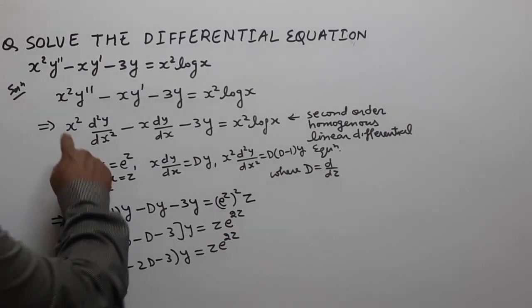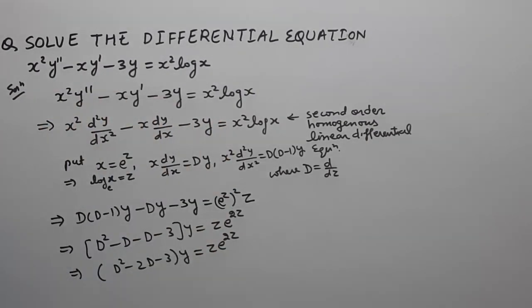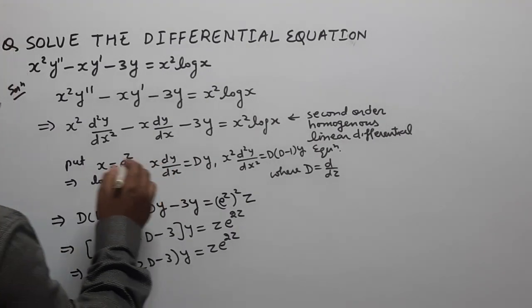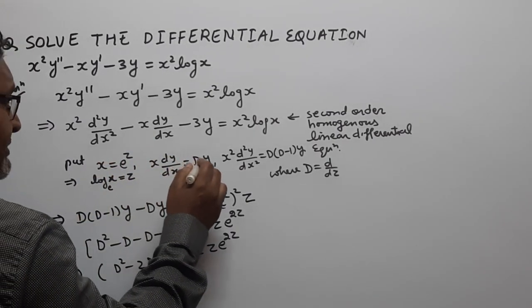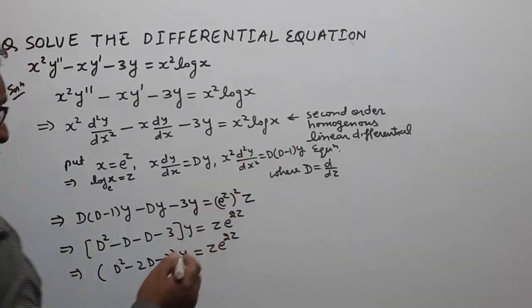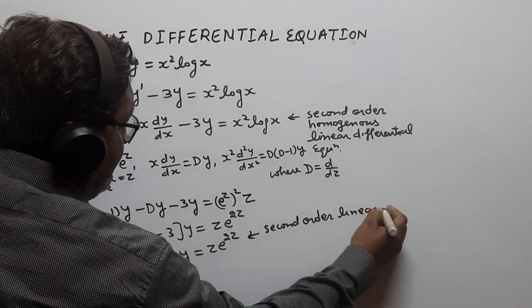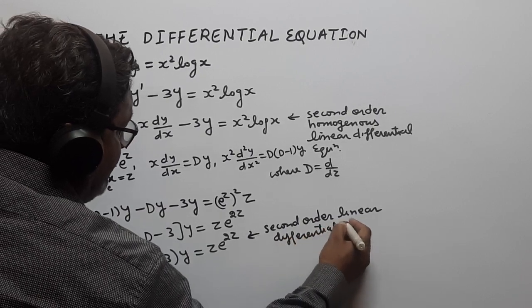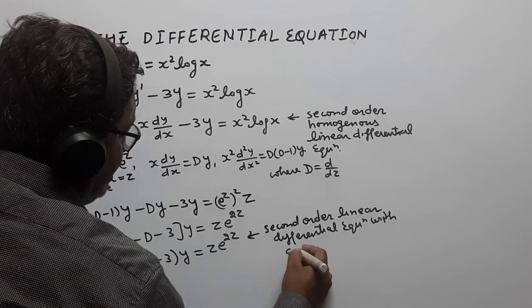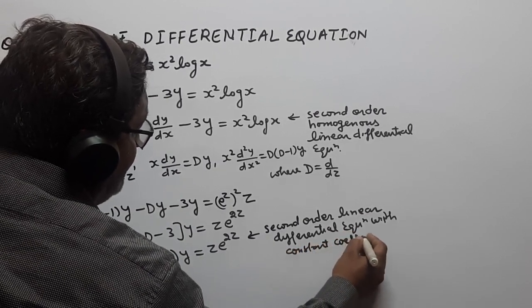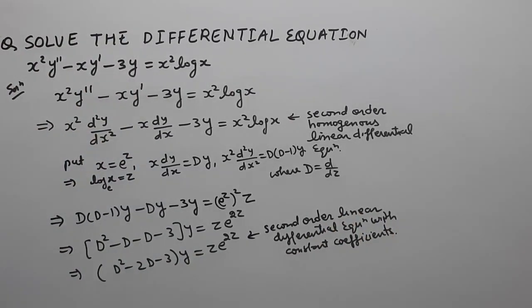You can see here, this is the second order homogeneous linear differential equation, and when we put x equal to e to the power z, x dy by dx is equal to capital Dy, and x square d2y by dx2 is equal to capital D minus 1 y, we can see here this is a second order linear differential equation with constant coefficients. So first we convert the given second order homogeneous linear differential equation into a second order linear differential equation with constant coefficient. Now we solve this linear differential equation with constant coefficient.